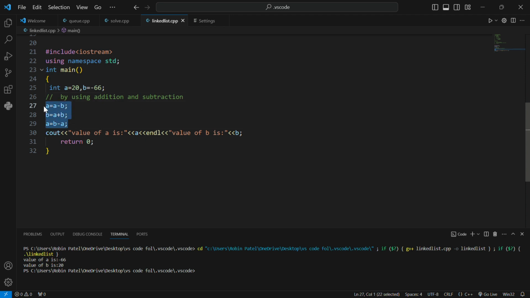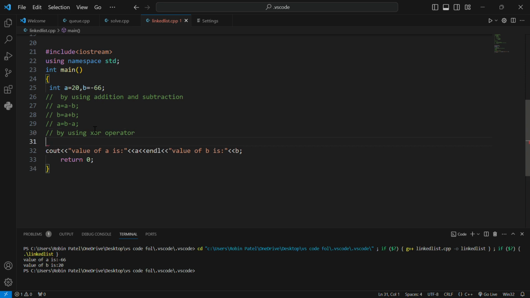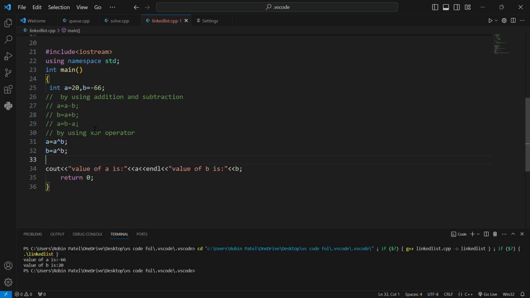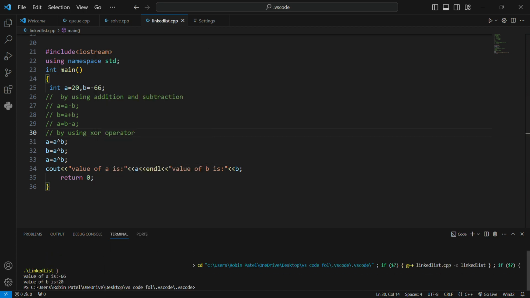Now we'll see by using the XOR operator. So for a, b and again a, we'll use a XOR b simultaneously. A is equal to a XOR b, again b is equal to a XOR b, again a is equal to a XOR b. Run the code. See, the number has been swapped. This was by using the XOR operator.